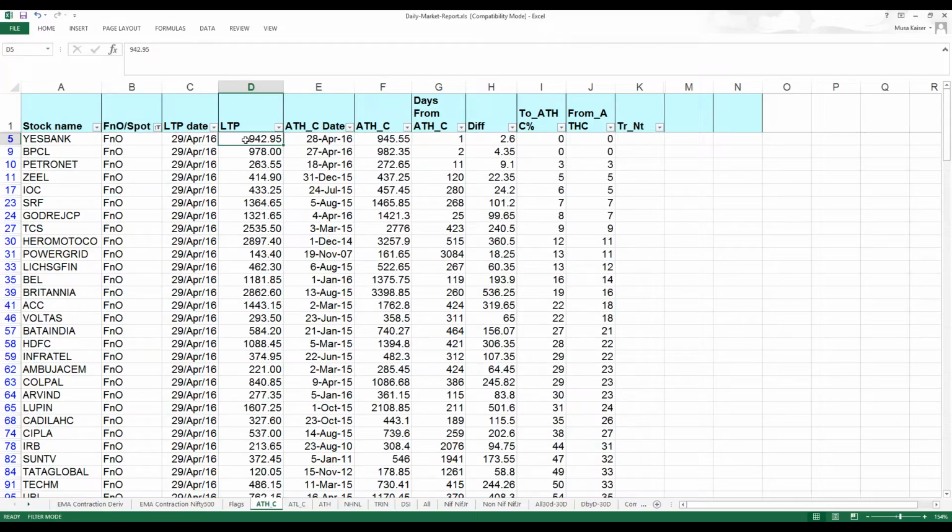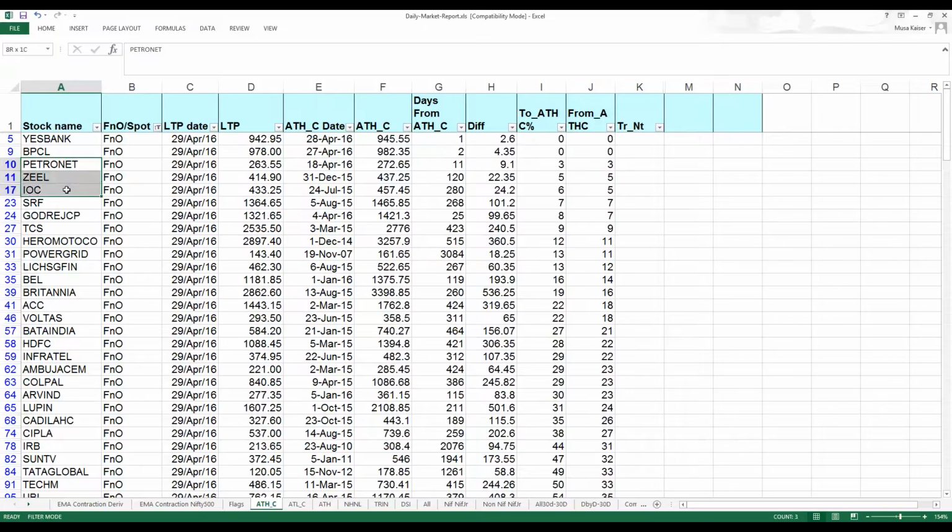Today's closing is 942.95, so 3 rupees less. It's 1 day away from all-time high, 2.6 rupees, and in terms of percentages, it really doesn't add up to much when we round it off. So Yes Bank, BPCL are the front runners here, right? Just 1 or 2 days away from the previous highs, and potential candidates for either some sort of a breakout, or they're already on an uptrend or something like that. We'll have to look at that.